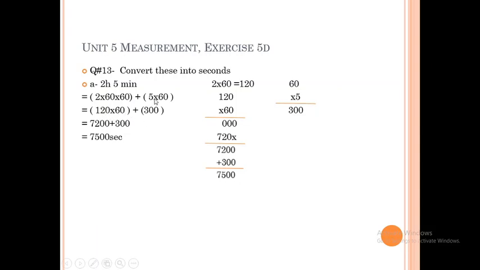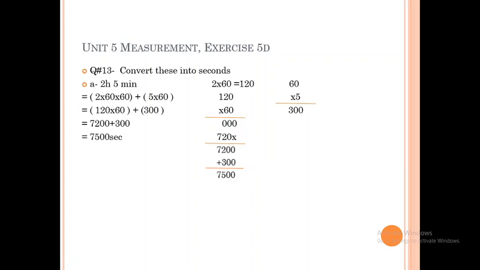Then see this bracket. 5 minutes multiplied by 60, that is 300. So these are also seconds. Now add the seconds of both the hours and minutes. You will get 7,500 seconds.